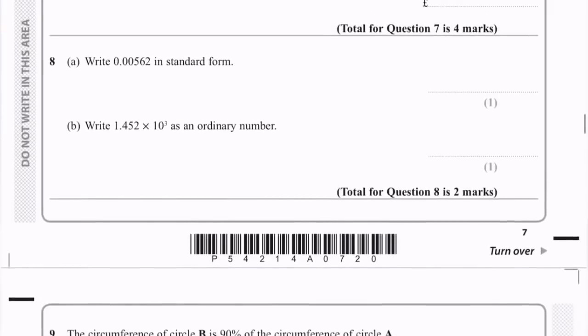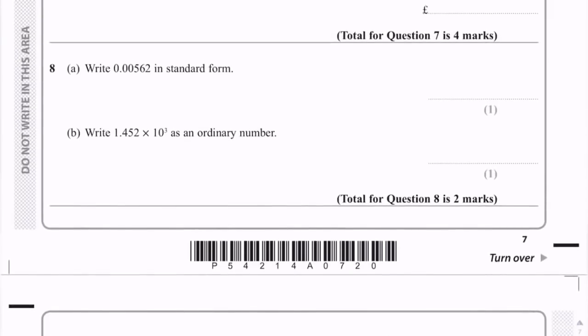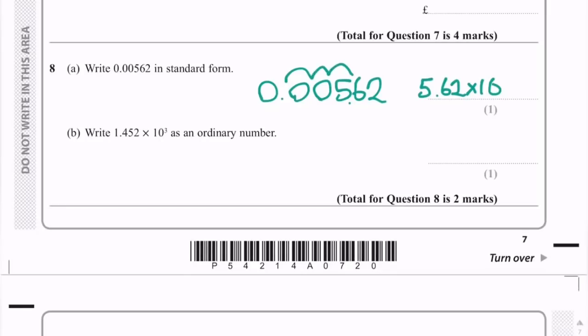Moving on to question 8. Okay, so we've got a little bit of standard form. It says to write this number in standard form. So it is a small number here, 0.00562, so we are going to have a negative power with this. We just need to have a look at how many jumps, so I'm going to rewrite it because it's quite small, 0.00562. So to make it a number between 1 and 10, I want the decimal to go there, 5.62. So I want it to be 5.62 times 10 to the power of 1, 2, 3 jumps, so minus 3.